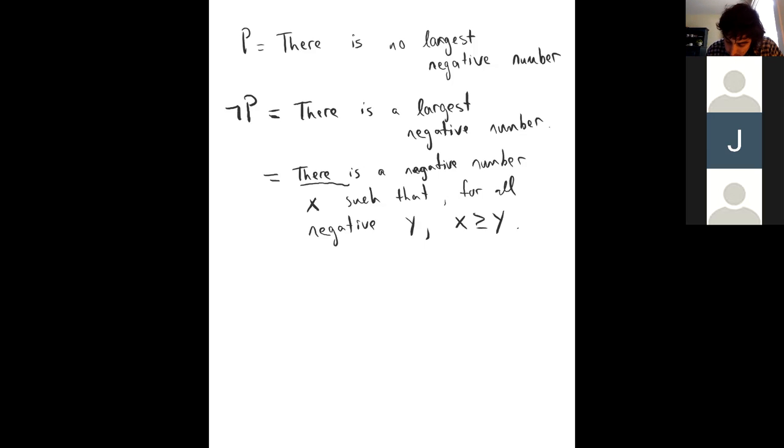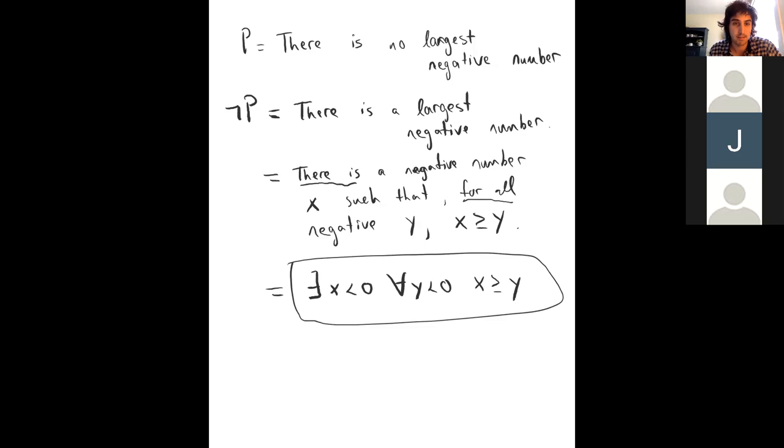You see that here's a there is, here's a for all. We just gotta turn this into the quantifiers. So this is the same thing as saying that there exists an x less than 0, such that for all y less than 0, x is bigger than or equal to y. There's a nice math syntax phrasing of the not p. So p is just the same as not there exists x less than 0, for all y less than 0, x is bigger than or equal to y. So that's a good enough answer.